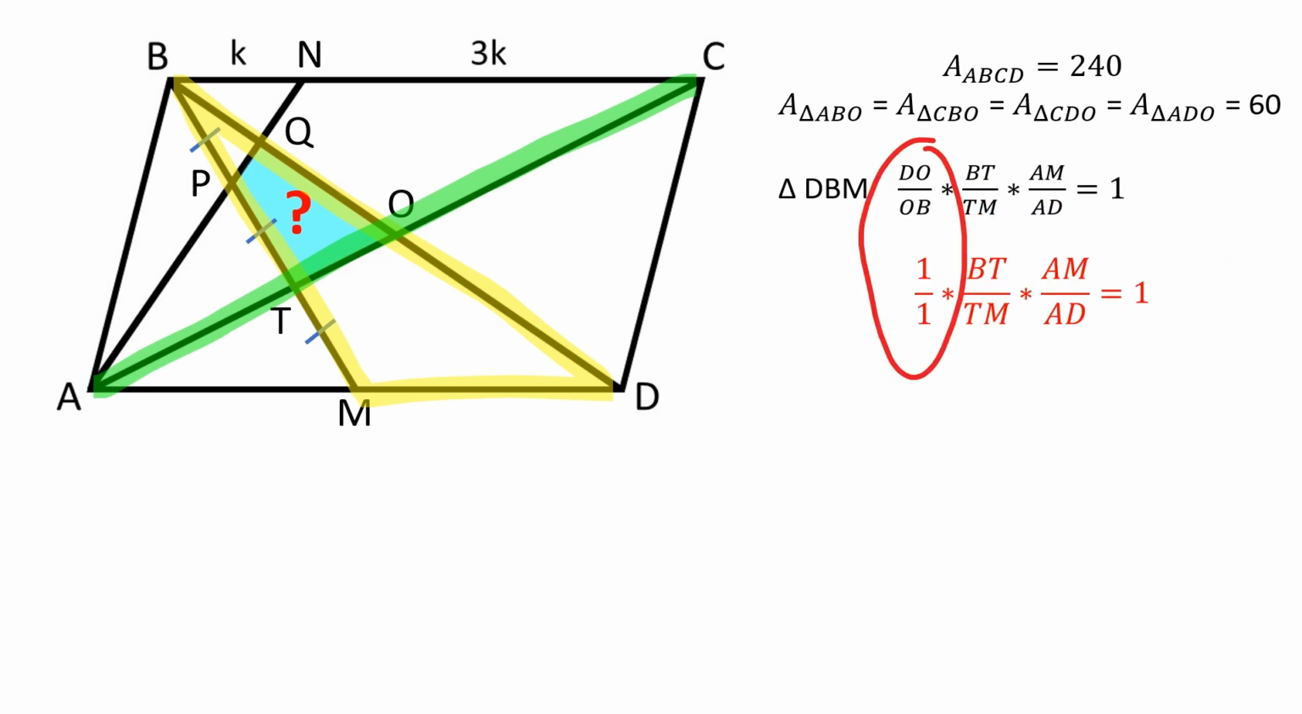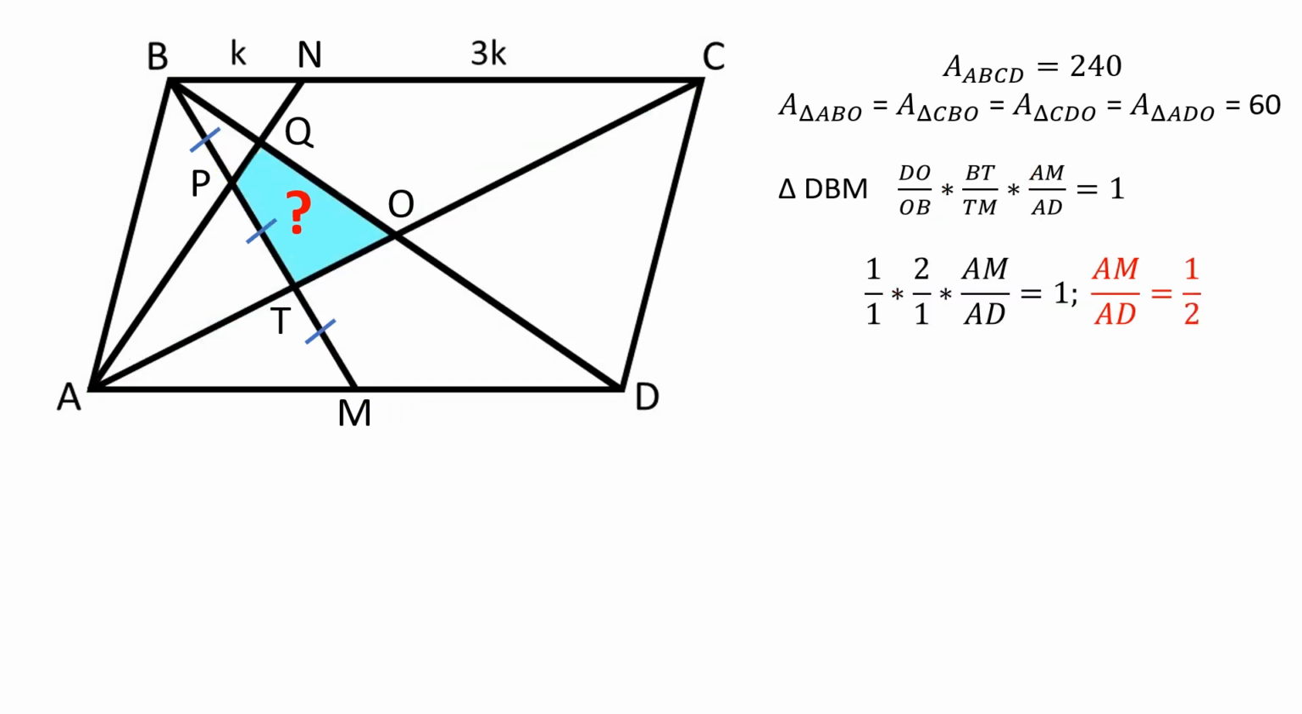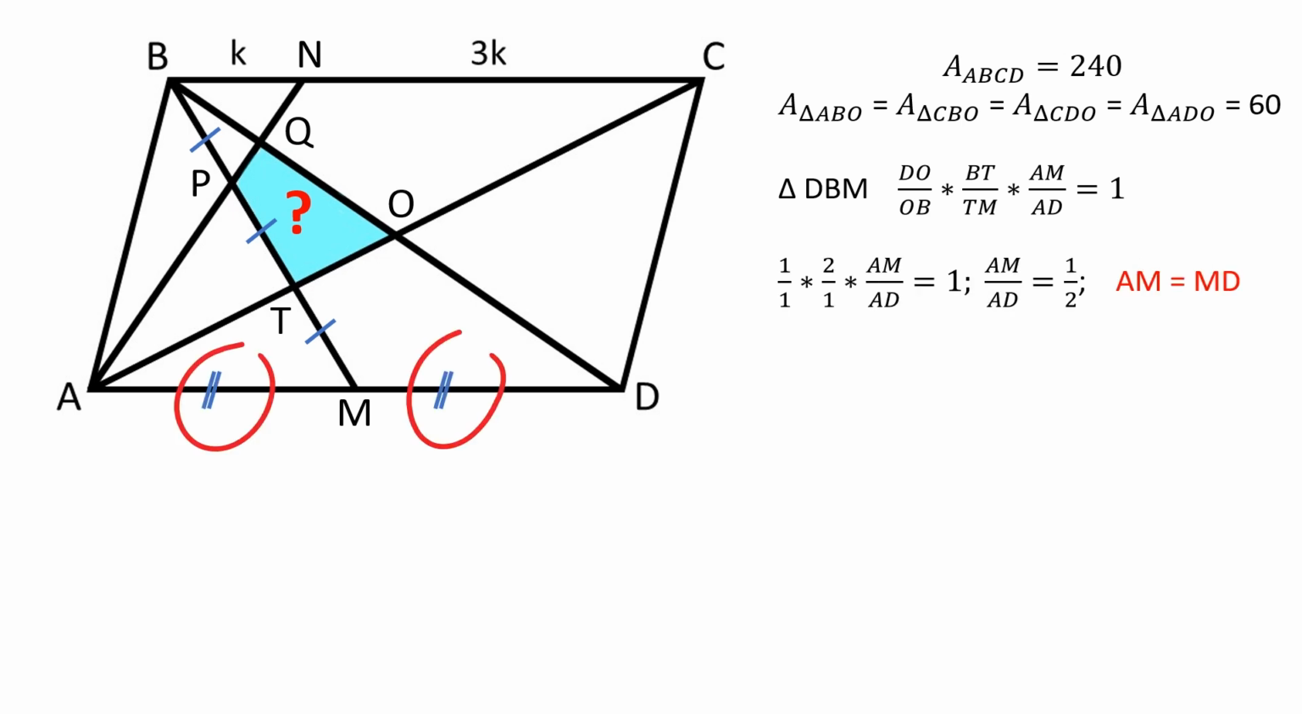The ratio of DO over OB is equal to 1 because diagonals of a parallelogram bisect each other. The ratio of BT over TM is equal to 2 over 1. Therefore, the ratio of AM over AD is equal to 1 over 2, and AM is equal to MD.